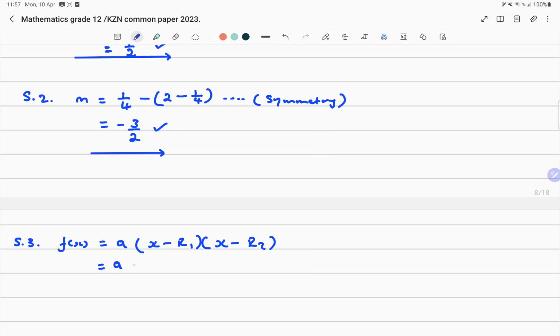a into x minus, the first root is going to be minus 3 over 2. It's going to be plus 3 over 2, right? And then it's going to be x minus, now that one was just a 2, so it's going to be minus 2 like that.